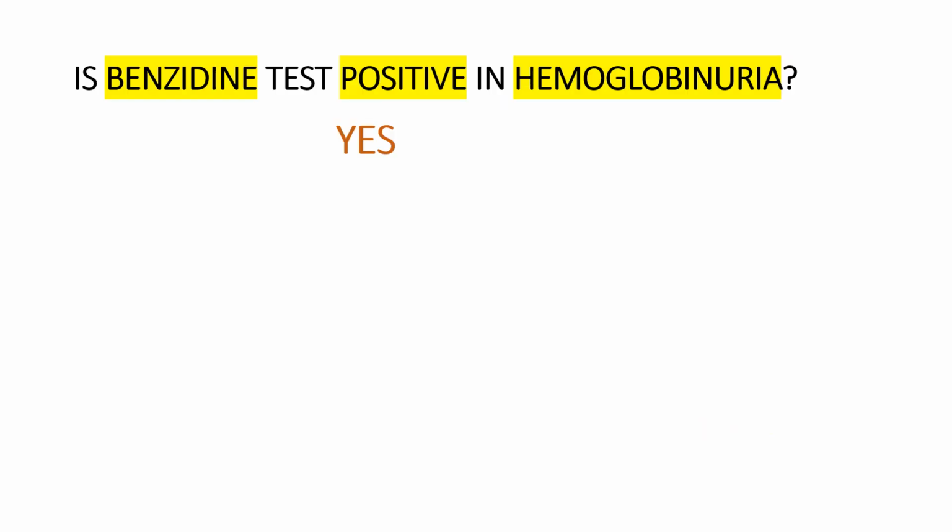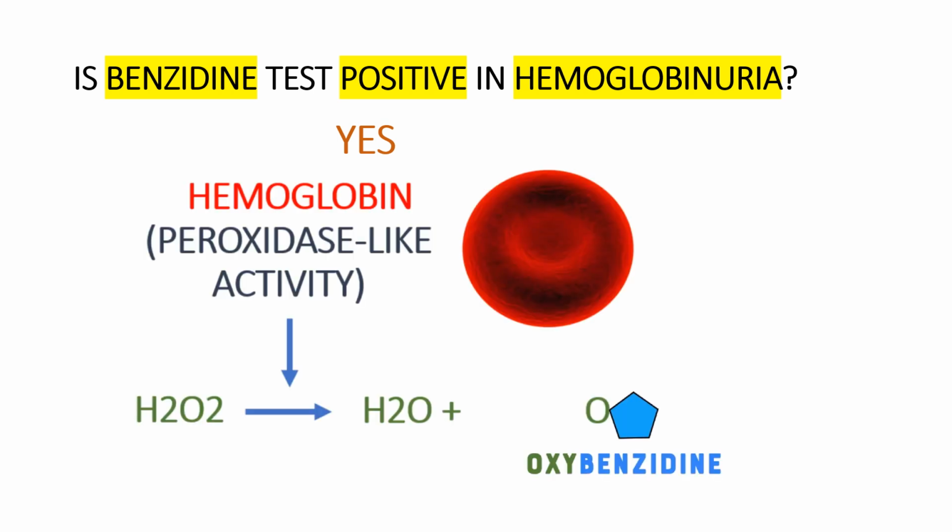Think about this. The answer is yes. But the idea is, I told you, when you remember the principle of the benzidine test, the reason why RBCs give a positive benzidine test is because of hemoglobin, and because hemoglobin has this peroxidase-like activity. So that breaks up this hydrogen peroxide into H2O and nascent oxygen. So here in hemoglobinuria as well, because there is hemoglobin, it can still break down this hydrogen peroxide, giving rise to nascent oxygen, which eventually gives rise to a positive benzidine test.